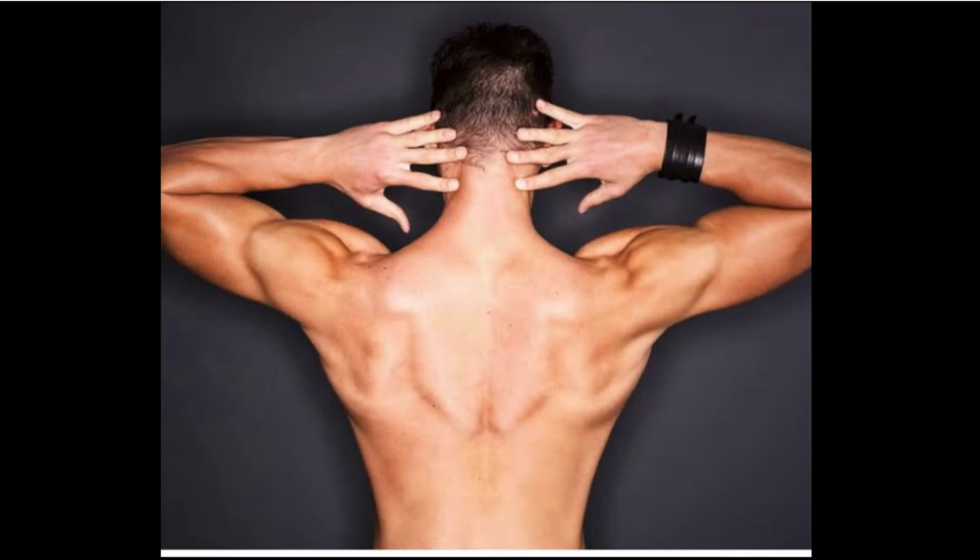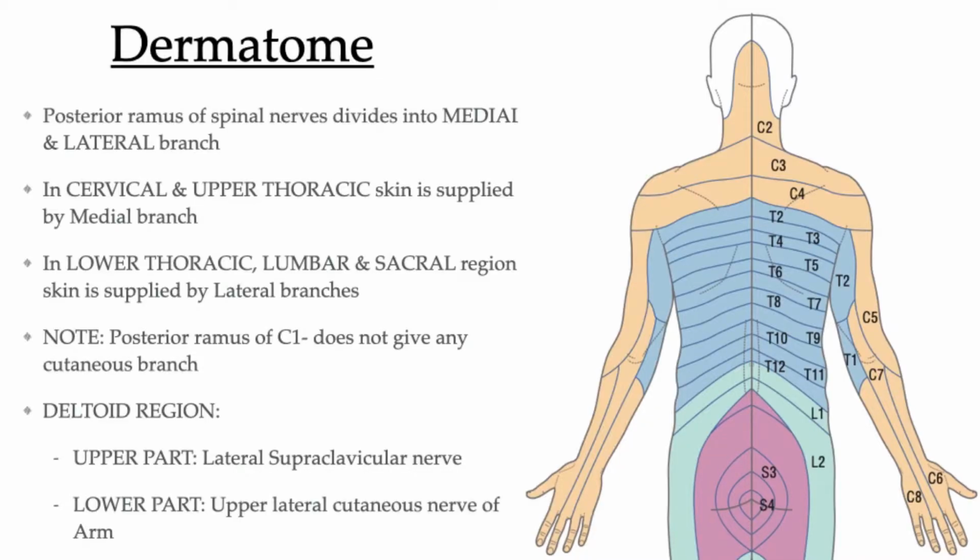Now let us see the dermatomes over the back and scapular region. We know that a single spinal nerve divides into ventral and dorsal ramus. The ventral ramus is responsible to provide motor and sensory nerve supply to the skin and the muscles present over the ventral side of the body wall. Likewise, the dorsal ramus or the posterior ramus is responsible to provide motor and sensory nerve supply to the muscles and the skin present over the dorsal, that is posterior side of the body wall.